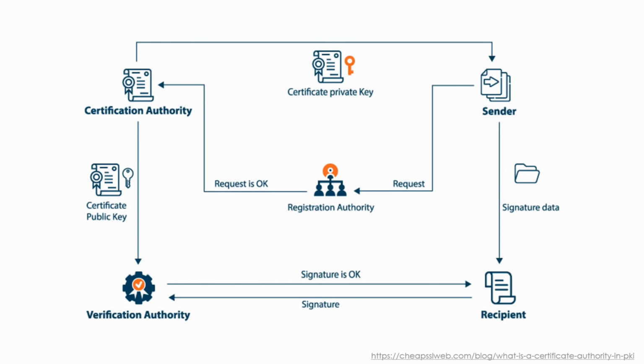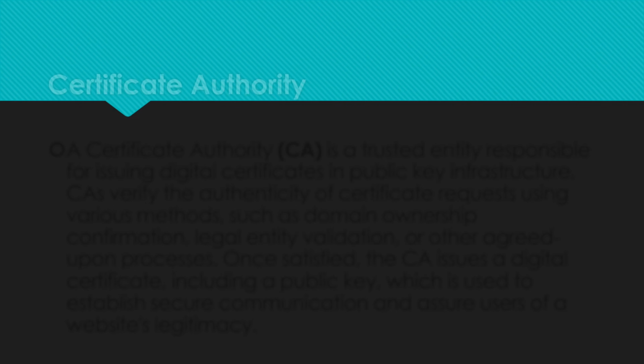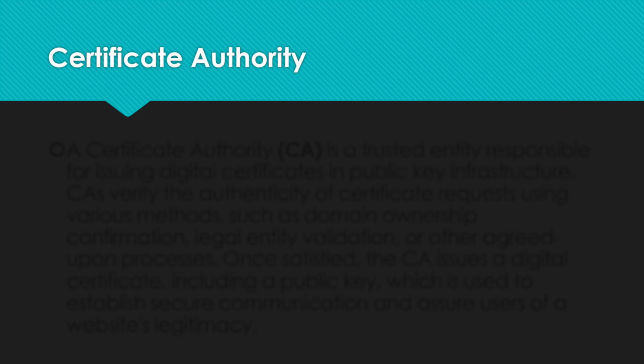Now we will check out a diagram to see how the CAs actually work. For example, a web browser always tries to validate the certificate of the host name or the website that you're trying to visit to make sure that the certificate is valid. And if the certificate is valid, it is going to show you a green lock next to the search bar. Now we'll talk about the certificate authority in depth.